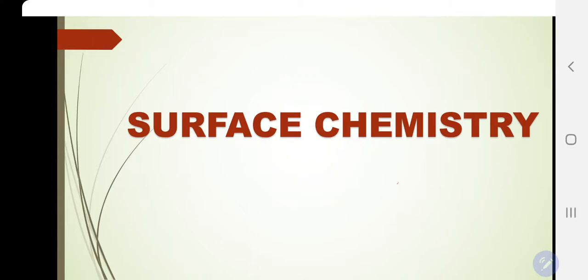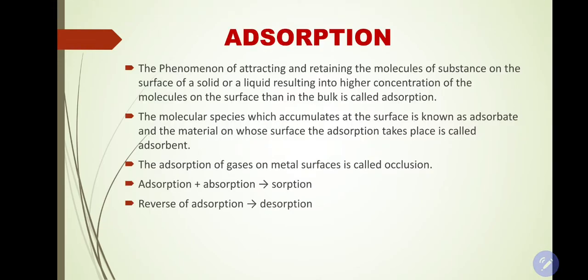Hello class. So today we are going to see the chapter surface chemistry. Let us begin and let us know what surface chemistry basically consists of. Surface chemistry basically is that part of chemistry which deals with the chemical reactions taking place on the surface. Basically, it is concerned only with the surface part.